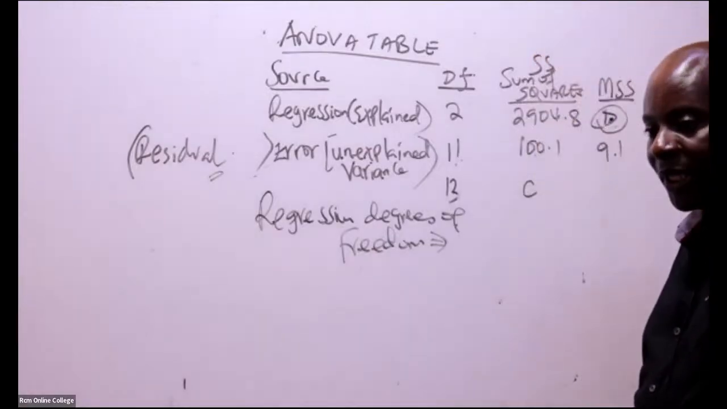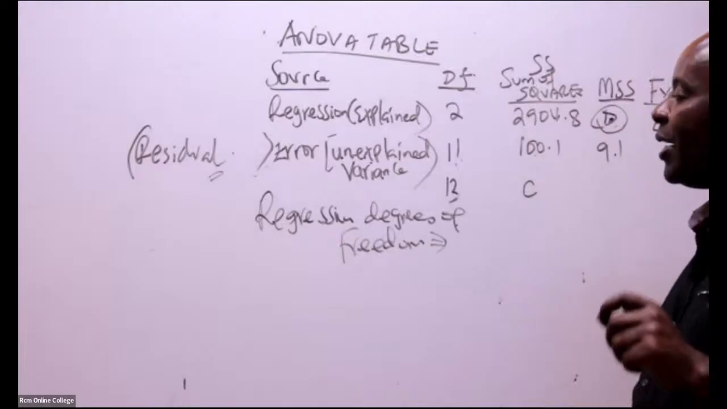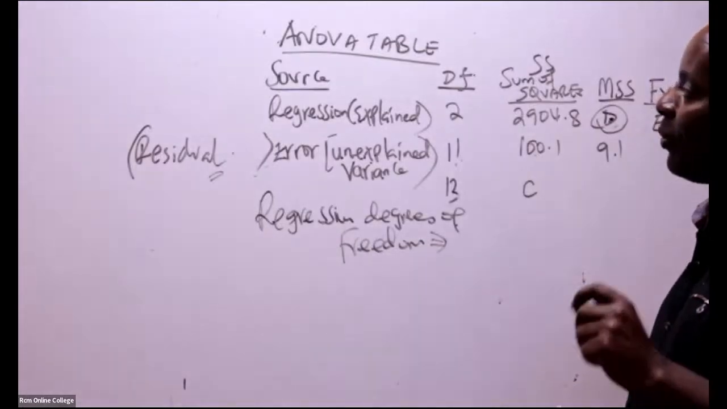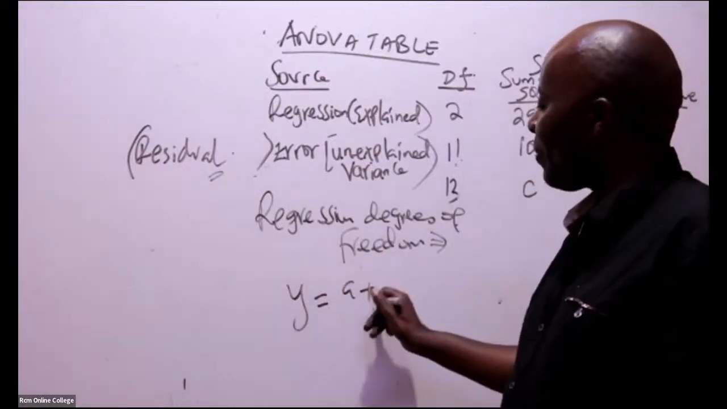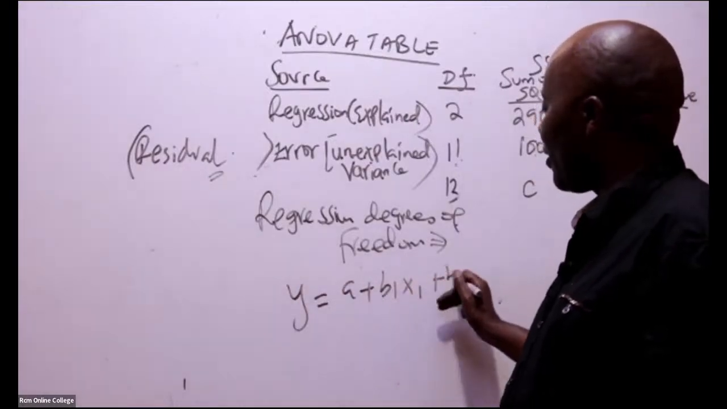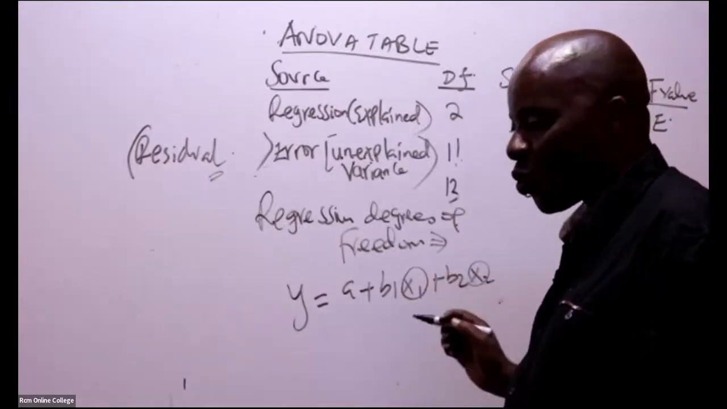Very important. Explain k. k is the number of predictor variables. We had this equation of ours, a plus b1 x1 plus b2 x2. These are the predictor variables, and they were 2.